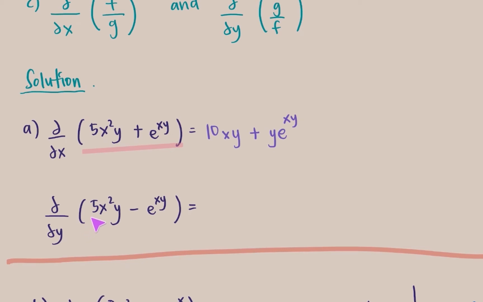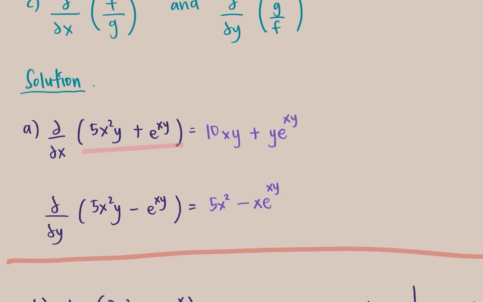And for f minus g, differentiate with respect to y. We will assume x as constant and differentiate all this function with respect to y. Differentiate 5x squared y is going to be 5x squared because this is the constant, and differentiate y is equal to 1. Minus, okay, differentiate the power of the exponent with respect to y. Differentiate y is 1. 1 times x, which is the constant, is x. And rewrite the exponent again.